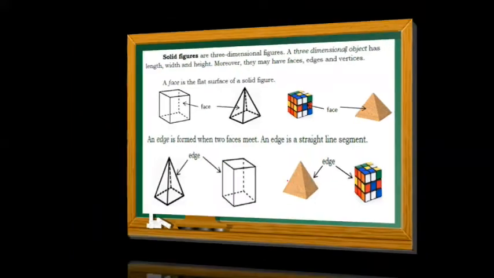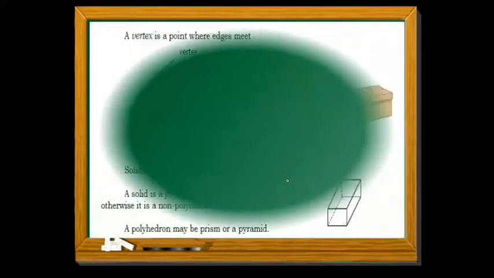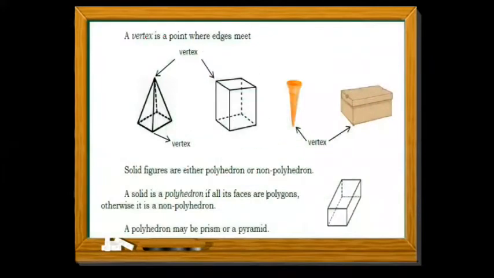Okay? So next, we have a vertex. A vertex is a point where edges meet. So, yun naman yung mga dulo-dulo, yan. Yung intersection ng mga edges niya. Yan. This one, yung mga point ba siya.